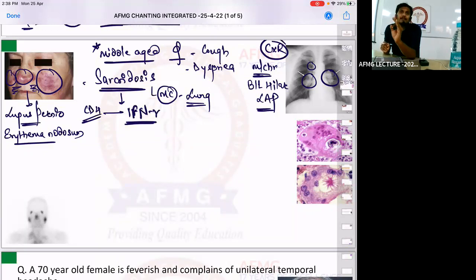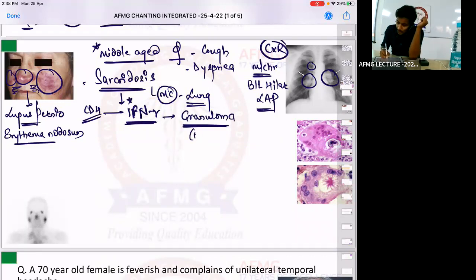One liner general fact: the most important cytokine responsible for granuloma production is interferon gamma. And this granuloma would be a caseating or a non-caseating granuloma.